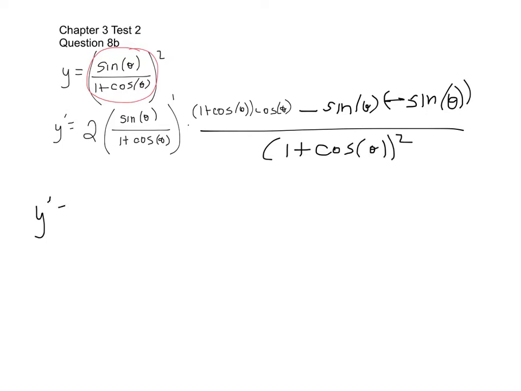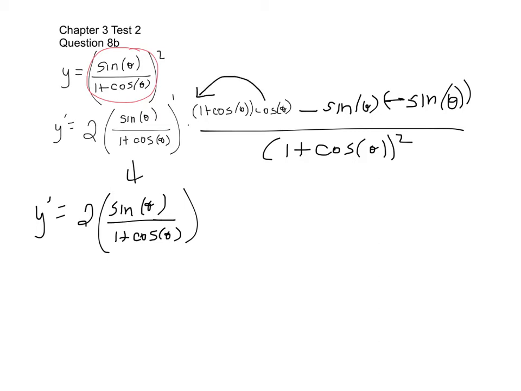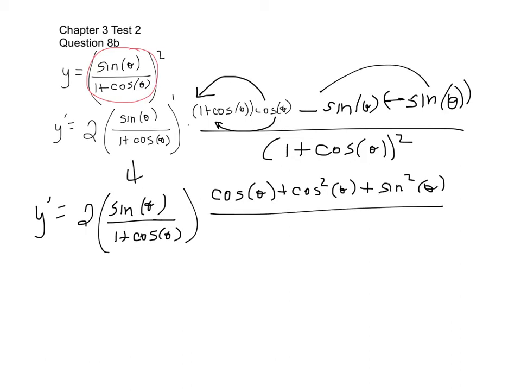So I can rewrite this a little bit. 2 sine theta over 1 plus cosine theta, I just brought that down. And then up here at the top, I'm going to distribute this cosine, so I'm going to end up with cosine theta plus cosine squared theta. I'm going to multiply negative sine times a negative sine, so that's going to be plus sine squared theta all over 1 plus cosine theta squared.